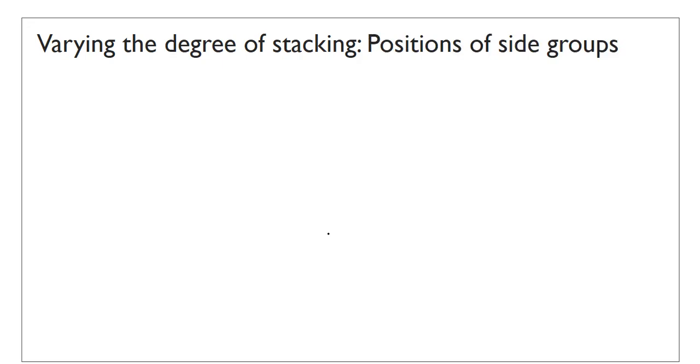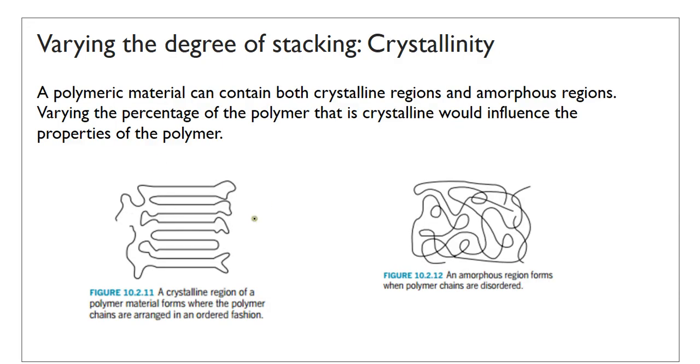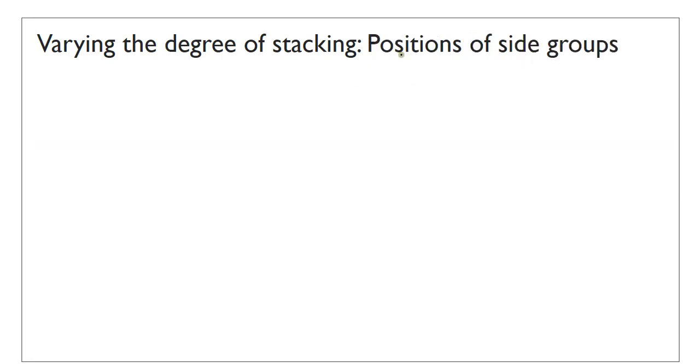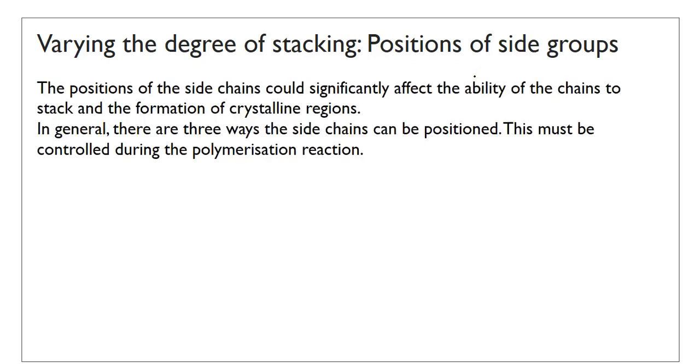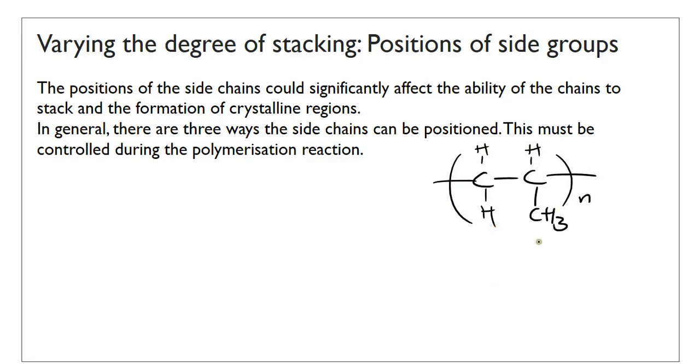Let's go back and talk about exactly how you can make sure something has a crystalline region rather than an amorphous region. And that is by controlling the positions of the side groups. This is polypropylene we're talking about. The monomer is just a C=C double bond, but there is a CH3 that now becomes a side chain in the polymer. So this is what it looks like. Probably should draw the rest of the H.